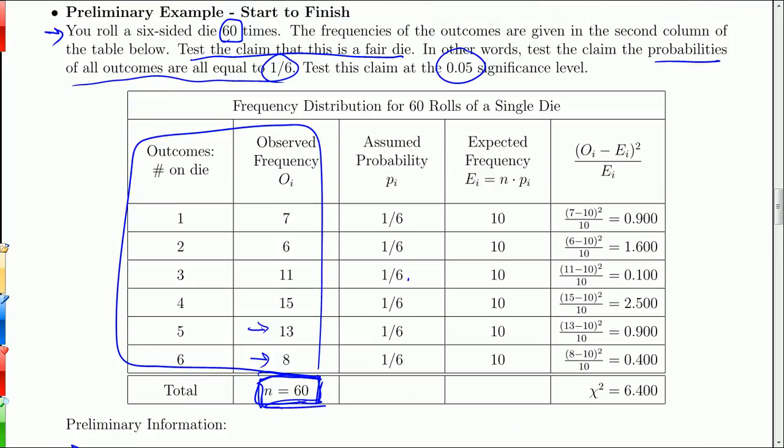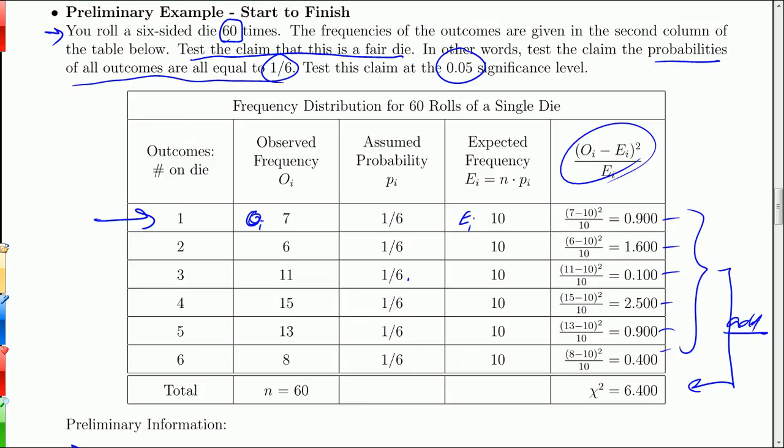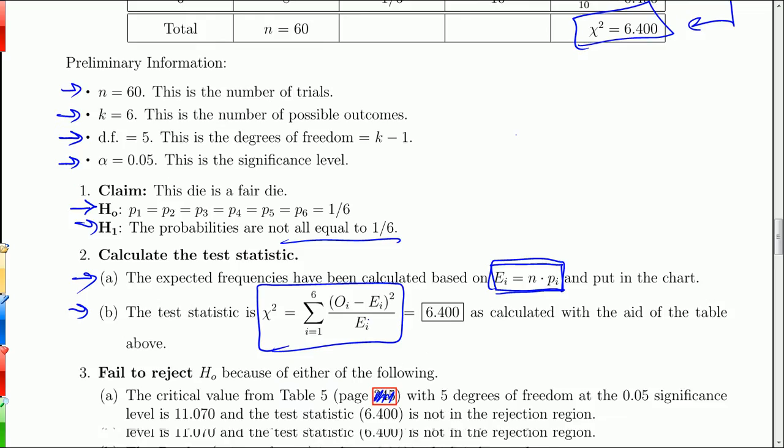So for each outcome, I have the observed, this is O sub I, and this is E sub I. So this column is O sub I minus E sub I, squared, divided by E sub I. So I keep doing that. I do it for each row. I get all of my individual terms in the sum, and then I add all these up. And I get 6.400. So 6.400 is my test statistic.